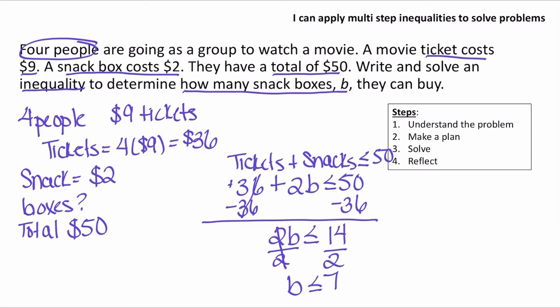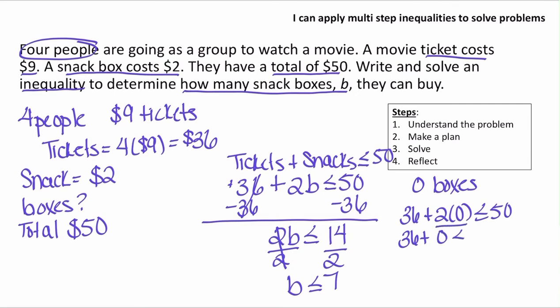So let's see if our inequality makes sense. What you can do when you're testing solutions for inequalities is pick some point that's within that region. So any number that's less than 7 should make sense in my inequality. So let's say 0, okay? Let's say they didn't buy any boxes. So I'm saying 36 plus 2 times 0, and I'm going to check if that's less than or equal to 50. Well, 2 times 0 is 0, so that gives me 36. And we're checking if that's less than or equal to 50. And it is, right? 36 is less than or equal to 50, so my solution does make sense. So B is less than or equal to 7 boxes.